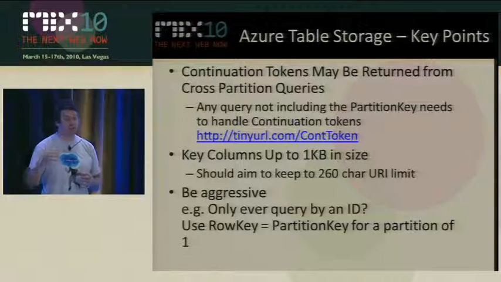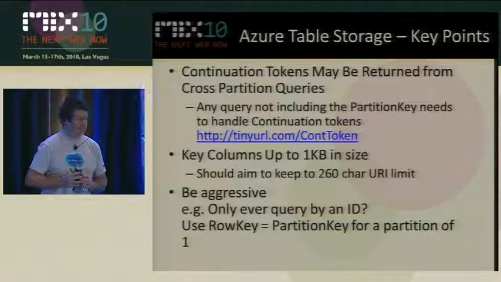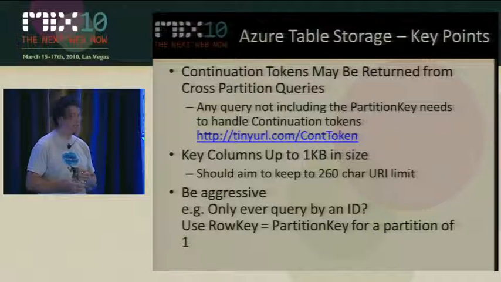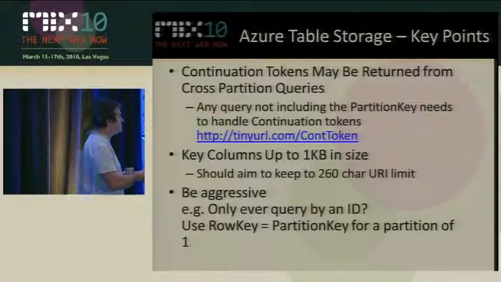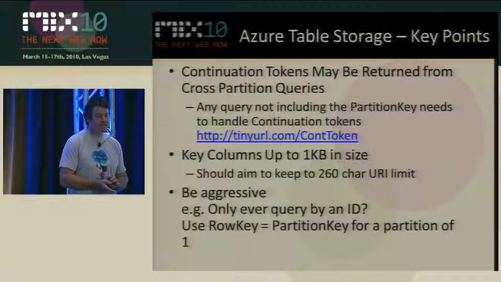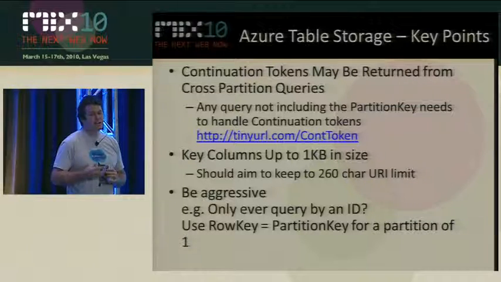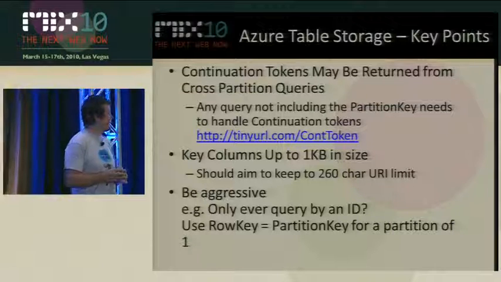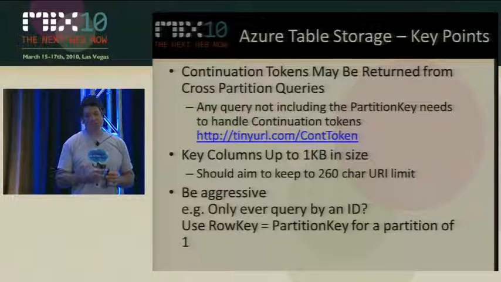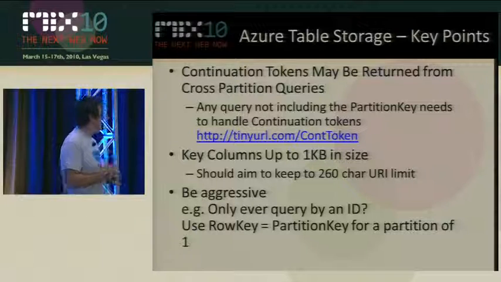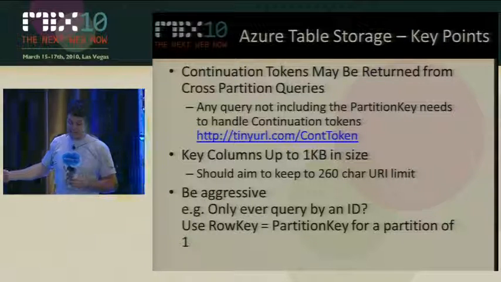Your key columns can be up to 1K in size. That's partition key and row key. Be careful there. If you make them too big, you're going to end up exceeding the 260 character URI limit to be able to pull that data as a query out directly by that key. And what that means is you're going to have to use entity batch transactions in order to pull that data out via a query.